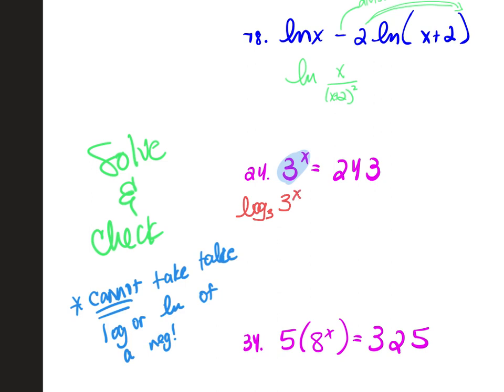3 of 3 to the x, what you do to one side, you do to the other. So this becomes log 3 of 243. So on the left-hand side, log 3 of 3 cancels. You're left with x. And in your calculator here, you would do log of 243 divided by log 3.